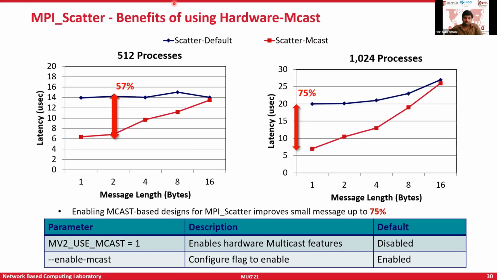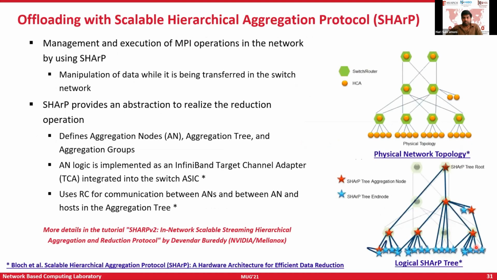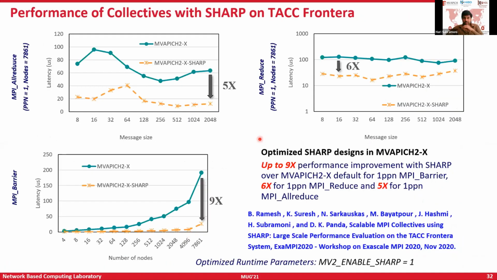And MVAPICH2 also has support to use multicast for implementing the scatter collective, and this is how you enable it. We also have support for Scalable Hierarchical Aggregation Protocol, or SHARP, which was discussed in the NVIDIA tutorial by Manju and Deva. So I will not go into too many details of what SHARP is, since they have already talked about it. But I'll talk about what benefits you can potentially get.